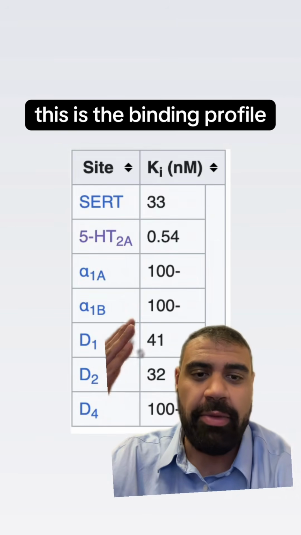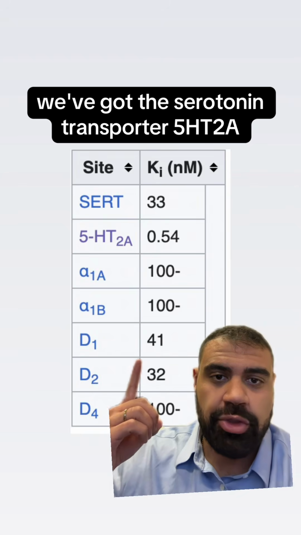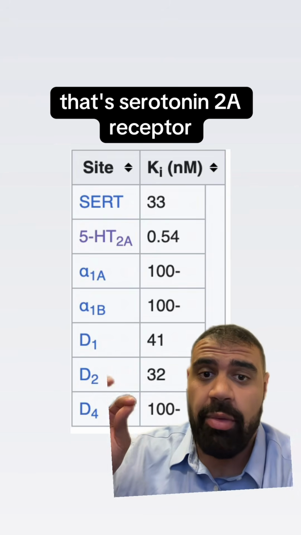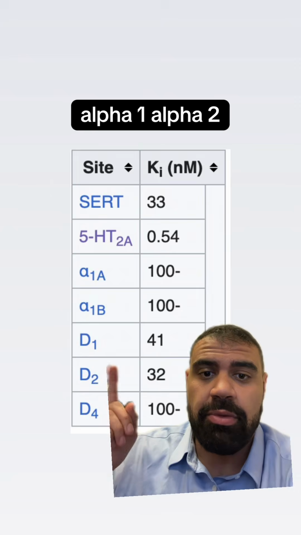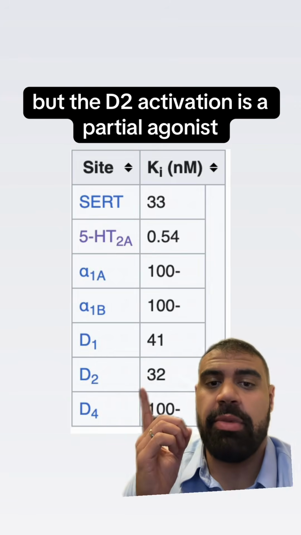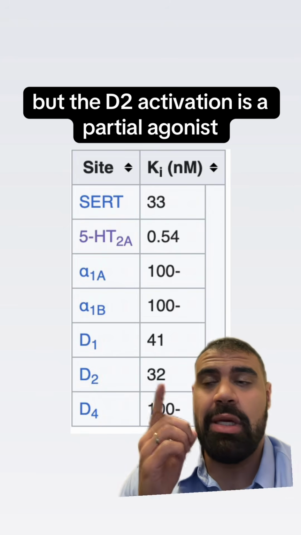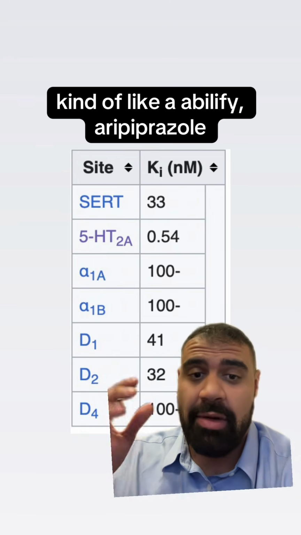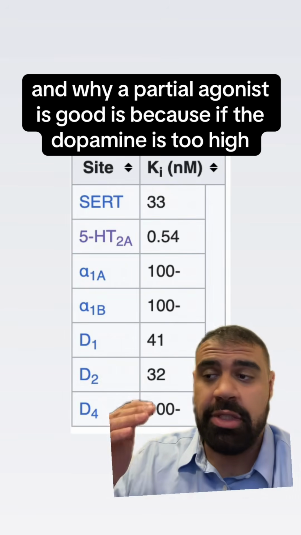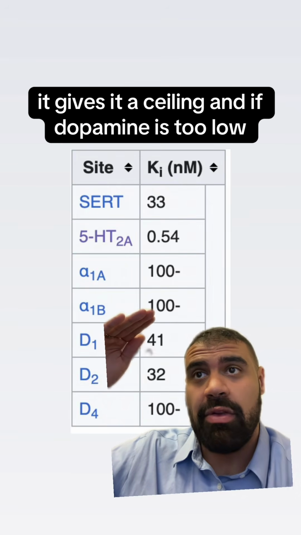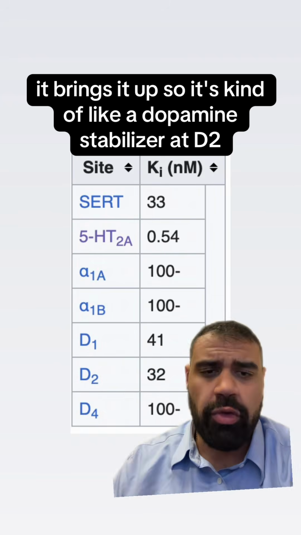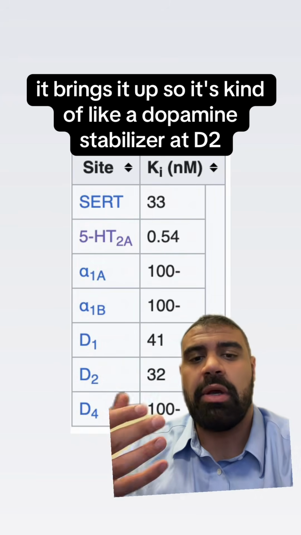This is the binding profile. We've got the serotonin transporter, 5-HT2A, that's serotonin 2A receptor, alpha 1, alpha 2, D1, D2, and D4. Now it doesn't specify it on this chart, but the D2 activation is a partial agonist, kind of like Abilify, aripiprazole. And why a partial agonist is good is because if dopamine is too high, it gives it a ceiling, and if dopamine is too low, it brings it up. So it's kind of like a dopamine stabilizer at D2.